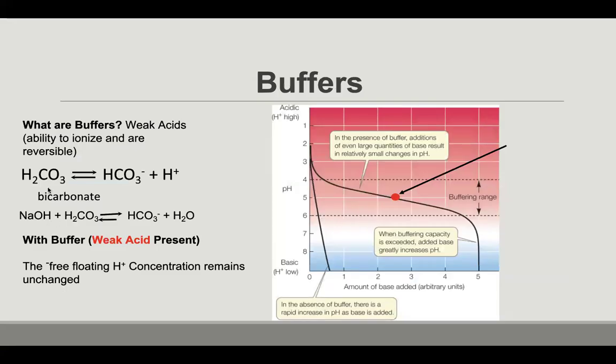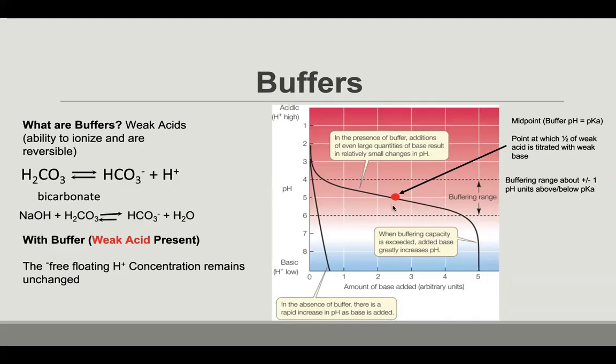Like I mentioned with buffers, as you see here, when H2CO3 reacts with NaOH, it still keeps some of its hydrogen ions. So any free-floating hydrogen concentration remains unchanged, which makes sure that there aren't significant changes in pH. As you see here, if a base is added to an acid without any buffers, the pH changes significantly. However, in the presence of a buffer, any addition results in relatively small changes. This red dot here is the midpoint where the buffer pH is equal to the pKa. It's the point at which half of the weak acid is titrated with base.